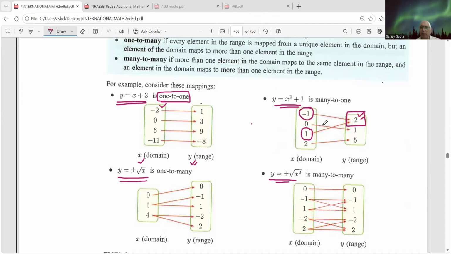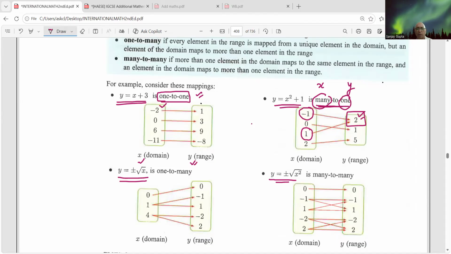There are other values also, like 0 is mapped to 1 and 2 is mapped to 5. But our focus should be here on -1 and 1, which are mapped to 2. Right? And this is called many to one mapping. Many values of x. The first one in the mapping is always for x values, and the second is for the y values. So many x values. Many means more than one. More than one value of x is mapped to the same value of y, which was not happening in the first mapping. There were no two different x values which were mapped to the same y value.